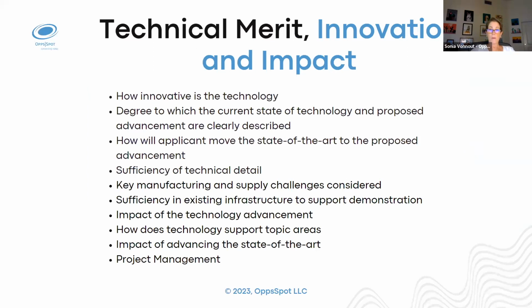So if we look at the technical merit, these are the bullet points outlined in the FOA. How innovative is the technology? The degree to which it advances the current state of the art. How much better are you? Is there sufficient technical detail, not only for the reviewer to understand the innovation, but also how are you going to do it? Is it based on a sound approach, on sound background information or proven stuff?